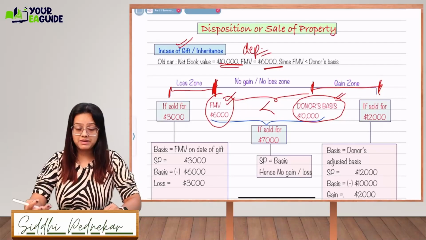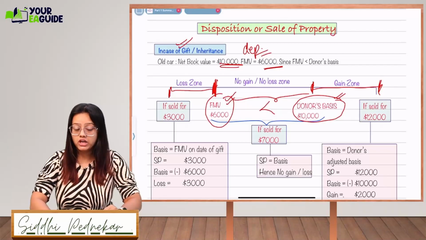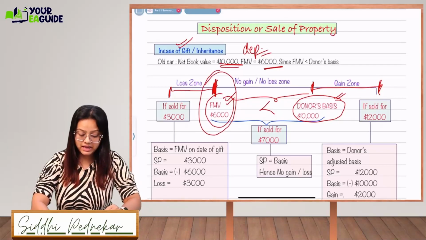Okay, let's say the sales price is 3,000. Can I say it is less than the FMV? So simply take the cost basis as FMV.